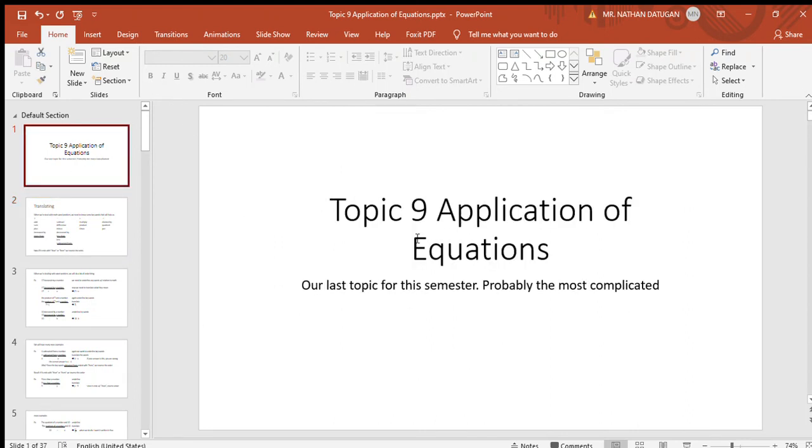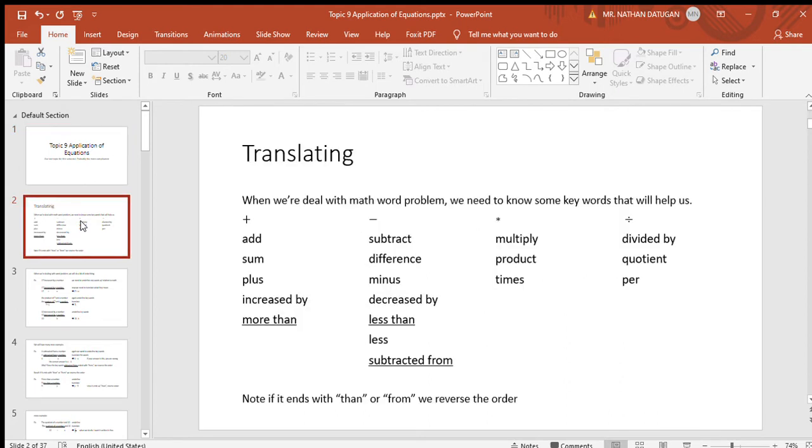So welcome to topic 9, application of equation, our last topic for the semester, probably the most complicated too, since you guys need to do some critical thinking to really understand and do the problems.